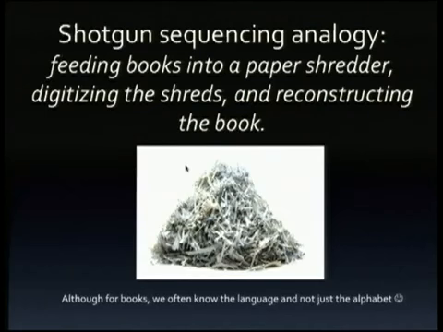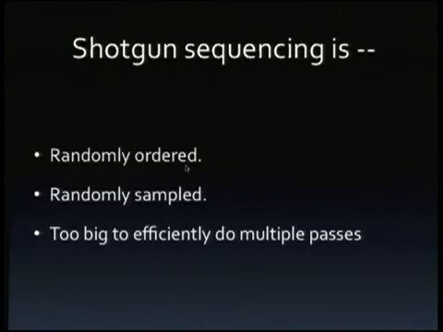And so what I work on is shotgun sequencing. Shotgun sequencing is essentially the process of feeding DNA into a paper shredder, digitizing the shreds of DNA that come out, and then trying to reconstruct the book from that digital data. Well, I mixed metaphors there, but you hopefully get the idea. You take a library, you feed it into a paper shredder, and now you want to algorithmically put things back together. The NSA is interested in this. Not the DNA part necessarily.